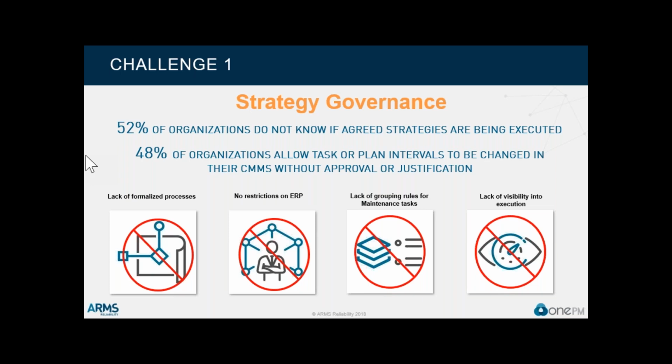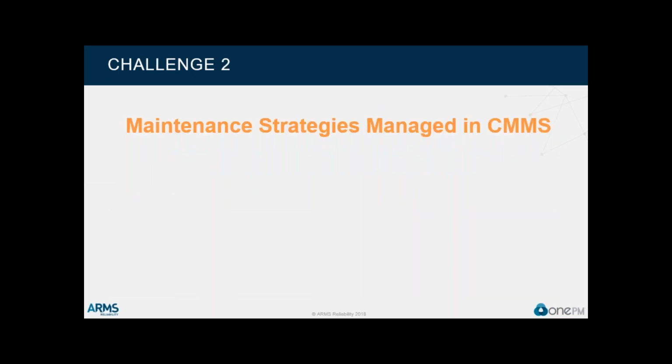So that's the challenge. We need to make sure that we're putting in place this process at all levels of our organization, from the site to the corporate teams to the management teams, to enable that to be supported. Challenge number 2 is that we all try to manage our maintenance strategies within the CMMS system. We try and blur those lines between work management and strategy management and use our CMMS system to do all of that work.